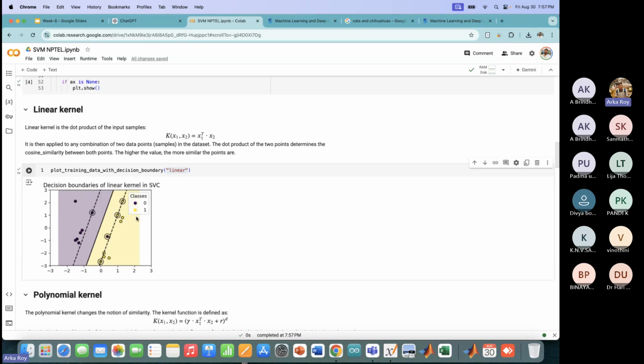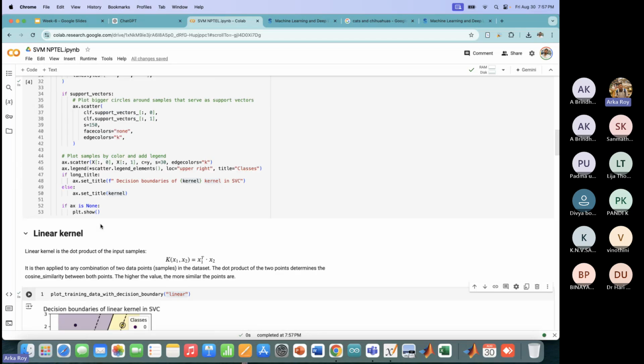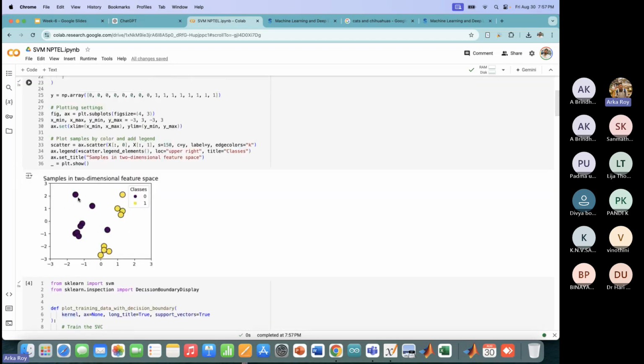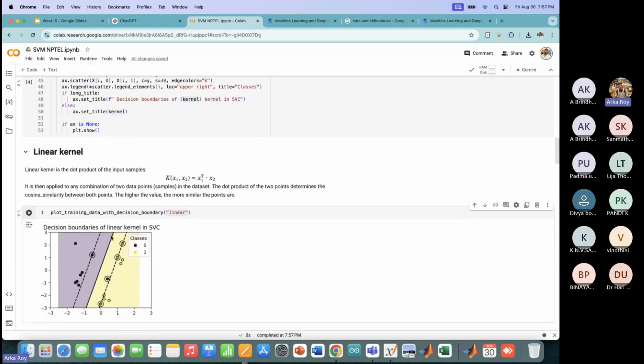So when we use linear kernel, you can see that your data was looking like this, right? And your decision boundary is this middle darker one, and you have two classes over here. This is for class 1, this is for class 0. And these are the support vectors that are lying on the edges, and you can also see that there is a misclassification.